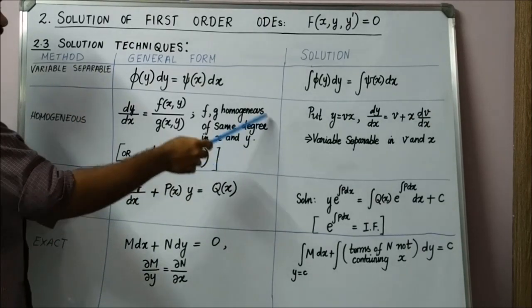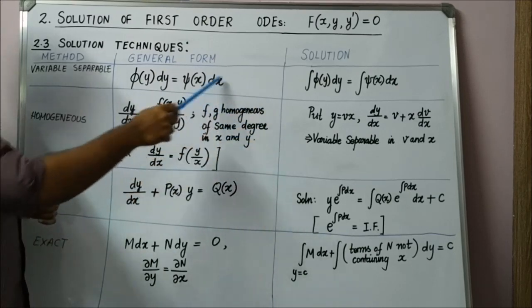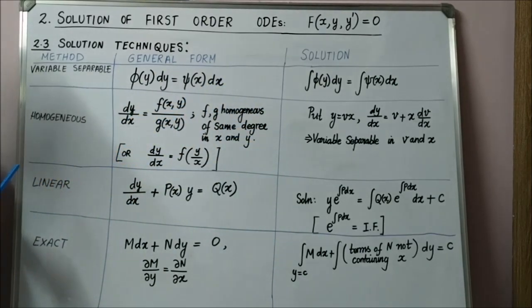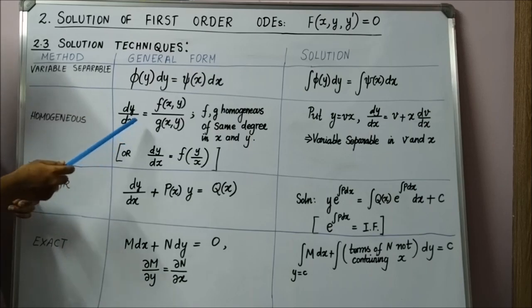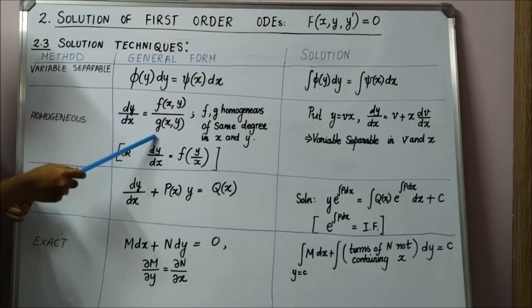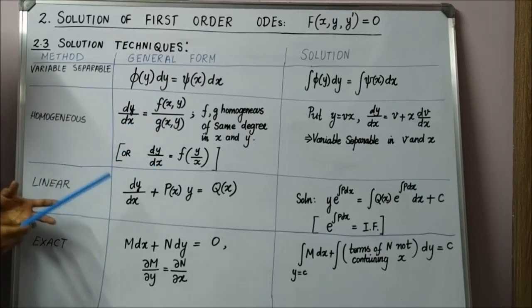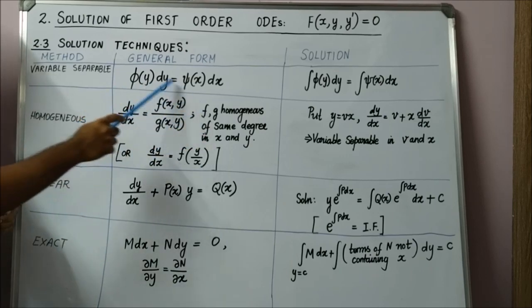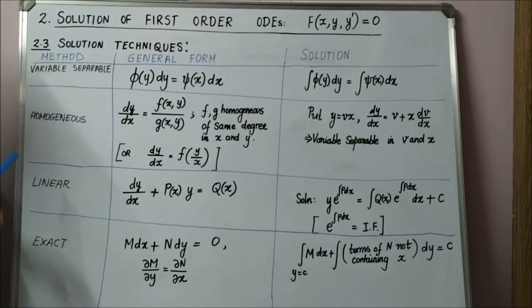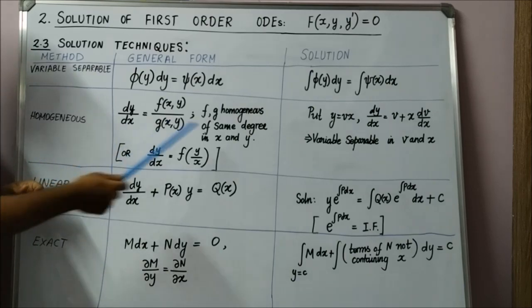So I request you to refer to what are homogeneous functions and what is the degree of a homogeneous function in functions. So if both of these are homogeneous functions of the same degree, then you say this equation, this ODE, is of the homogeneous type. If it is of the homogeneous type, then how do you solve it?